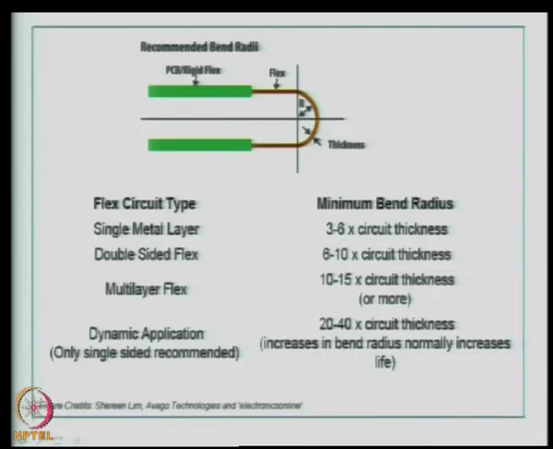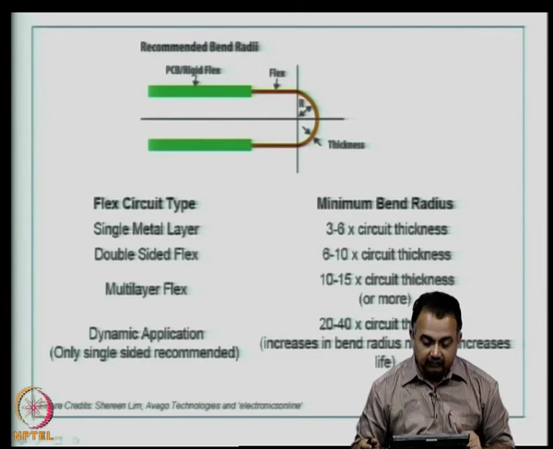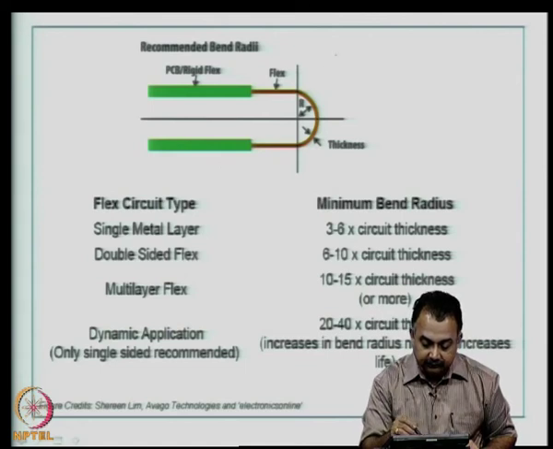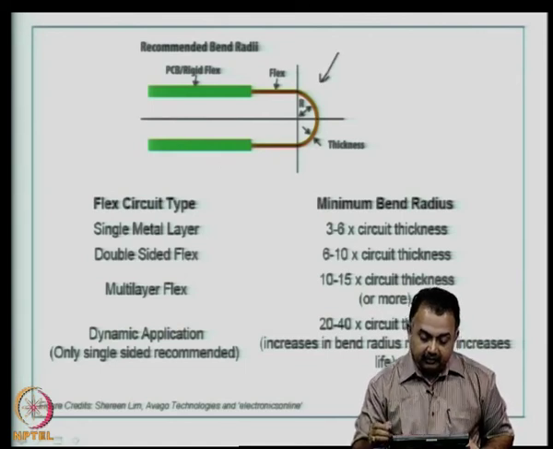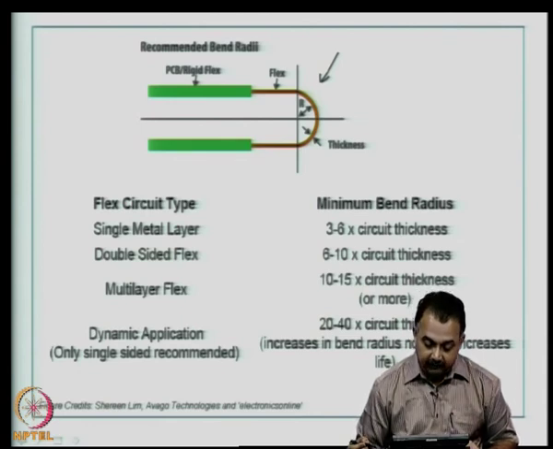One of the important issues for a designer is to look at the bend radii of a flex circuit. Now, how much can you bend? Typically, it can be a static application or a dynamic application for a flex circuit. Now, if you look at the picture here, you have the bend described here, and the radius and the thickness also indicated for a typical flex circuit bending.